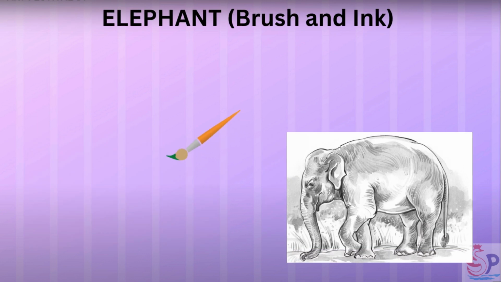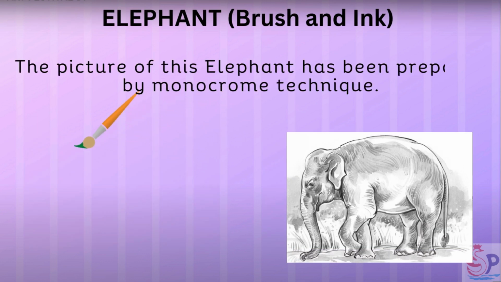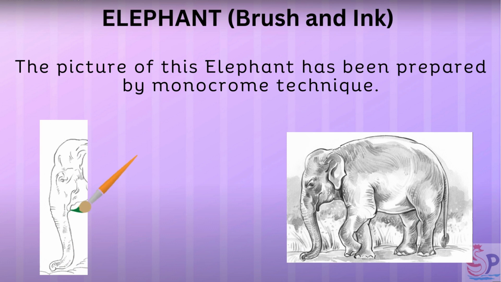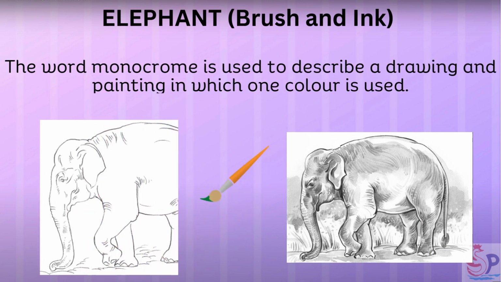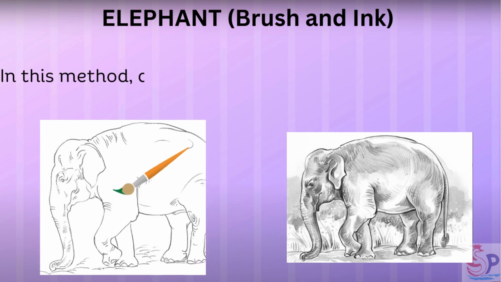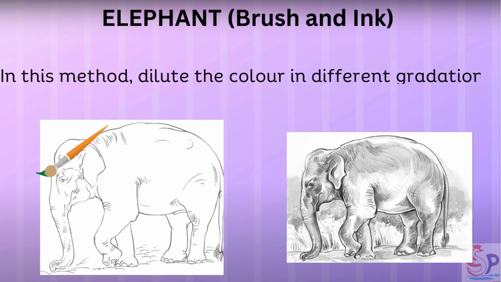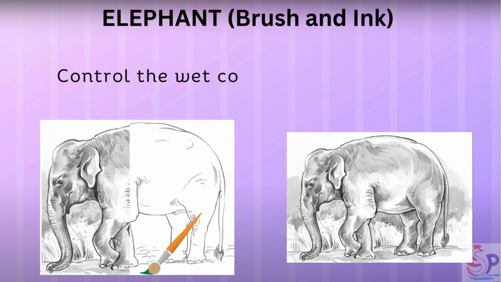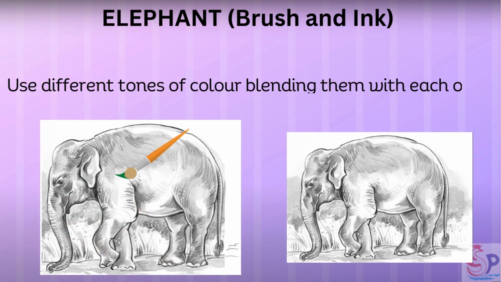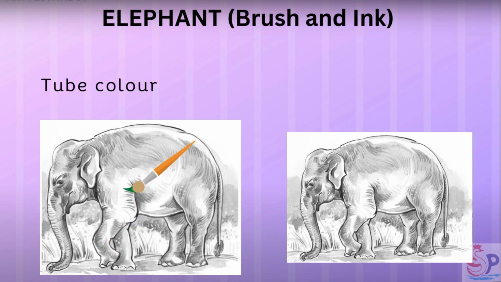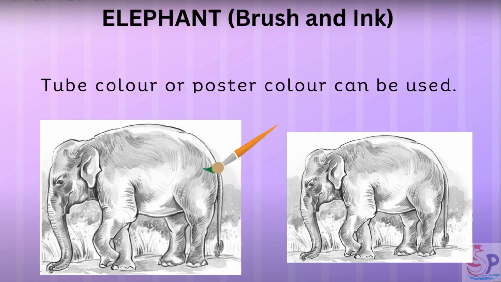Elephant, brush and ink. The picture of this elephant has been prepared by monochrome technique. The word monochrome is used to describe a drawing and painting in which one color is used. In this method, dilute the color in different gradations. Control the wet color with fine brush. Use different tones of color blending them with each other. Tube color or poster color can be used.